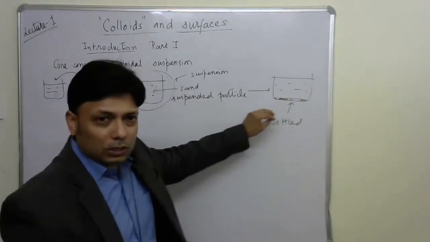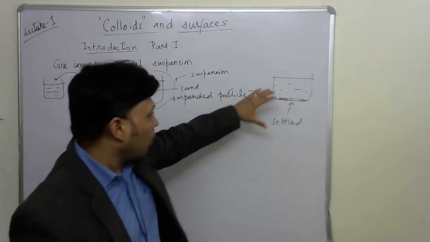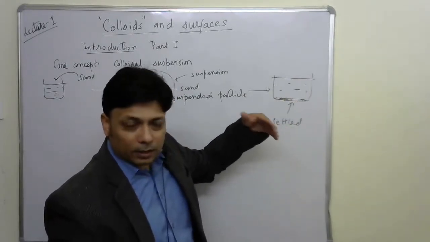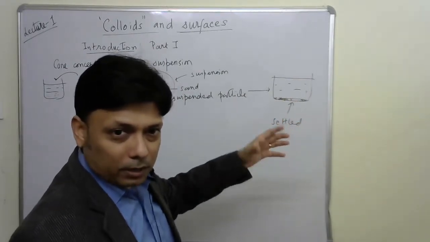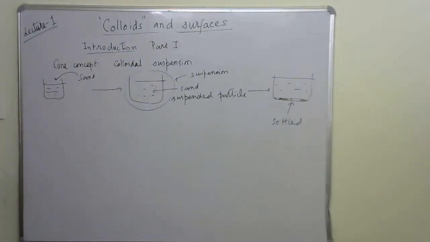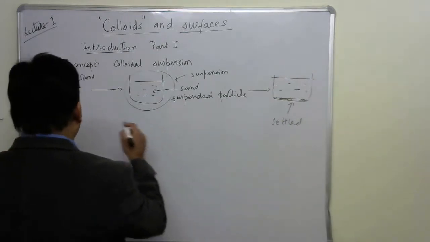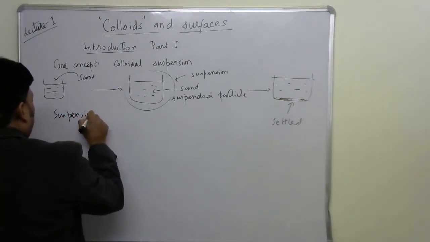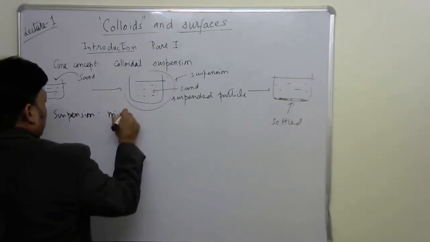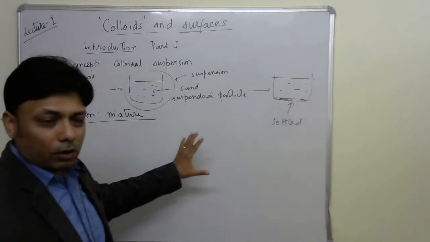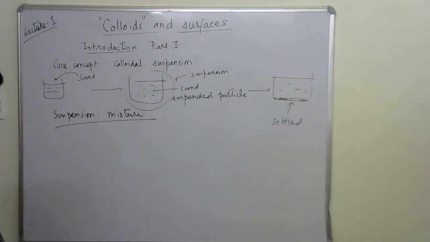Every time we are able to see those small particles, and after it gets settled down we can also clearly see those particles as an agglomerated phase. So this part is called a pure suspension. This kind of suspension is nothing but a mixture, and we are all very familiar with it from our childhood.